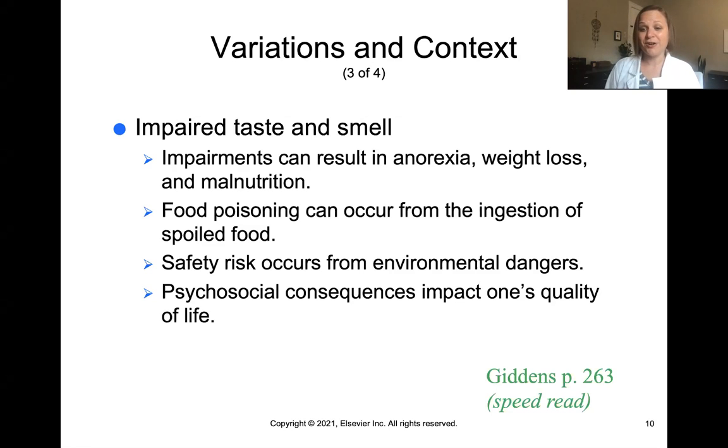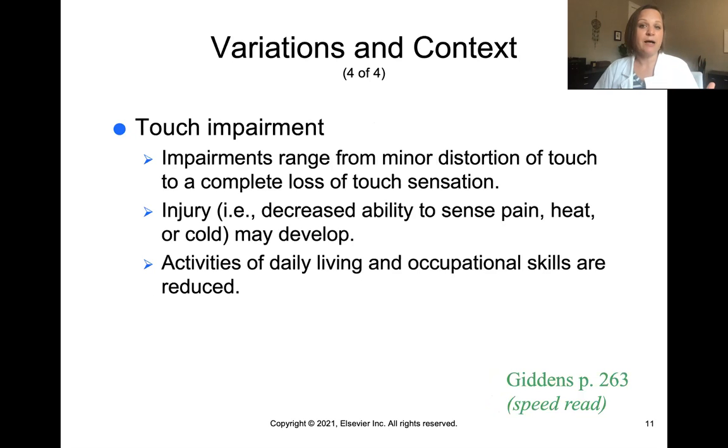Food poisoning can occur from the ingestion of spoiled food. When we open the fridge and open up a gallon of milk, you can tell it is off because your nose tells you that. But if you're lacking this sense of taste and smell, you may not know something's off. There's also a risk of safety issues from environmental dangers, like not being able to smell a gas leak, for example. And activities of daily living and occupational skills can be reduced, as we really do depend on all of our senses to get our work done.